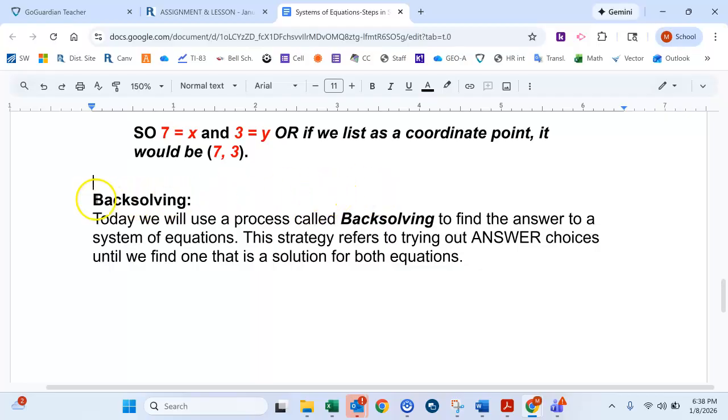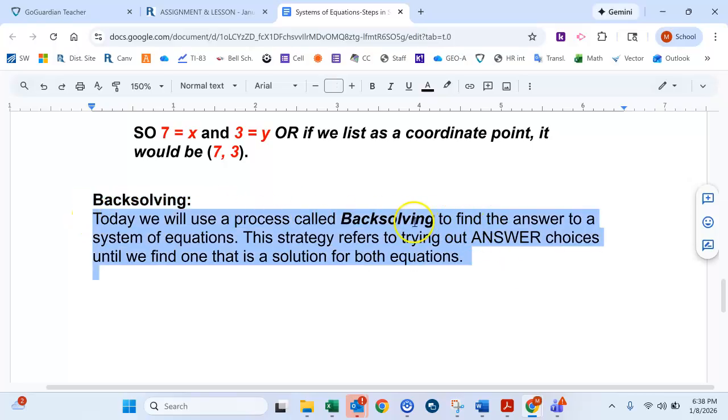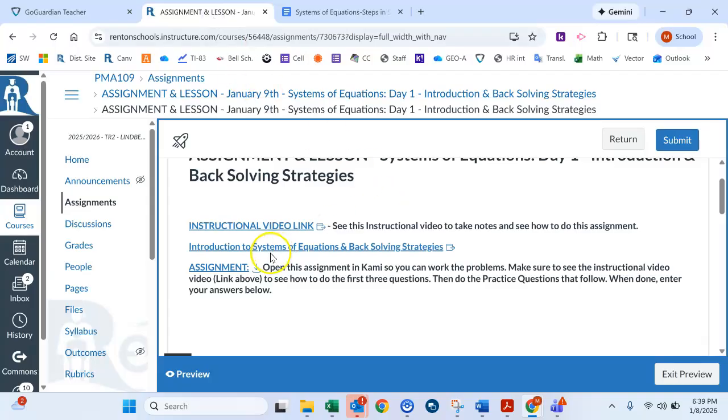Now, one thing I'm going to show you when I show you the first 3 questions of the assignment is to try back solving. Again, make sure you read this, but basically what you do is you try answer choices until you find one that is a solution for both equations. So let me show you that. So now if you want, you can go ahead and open up the assignment.